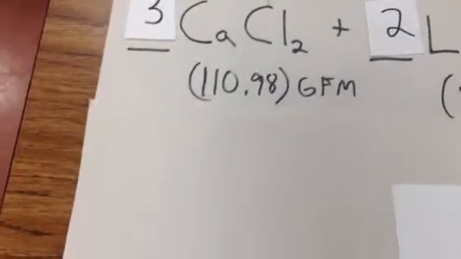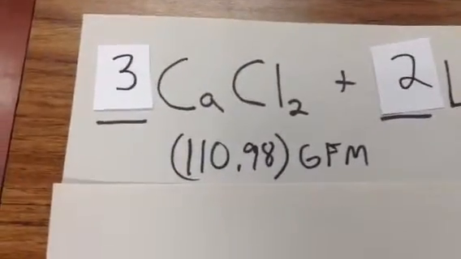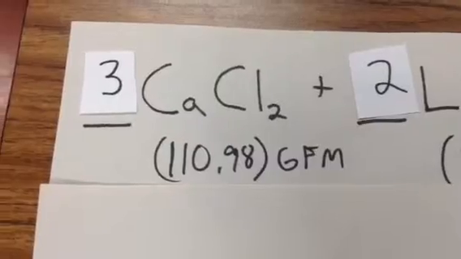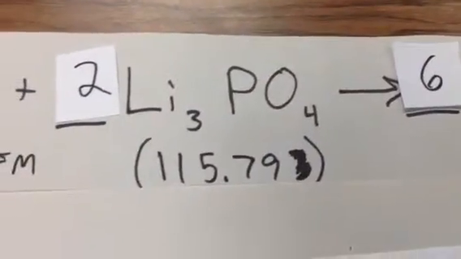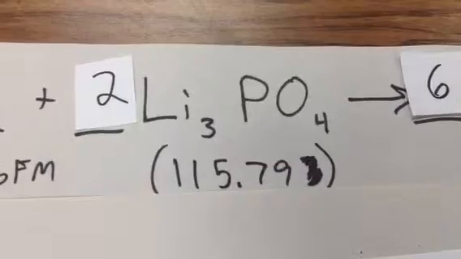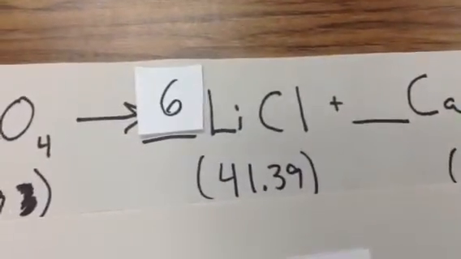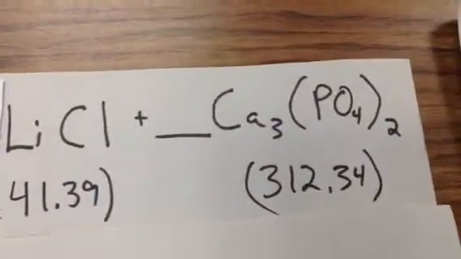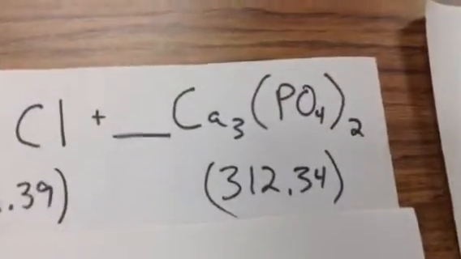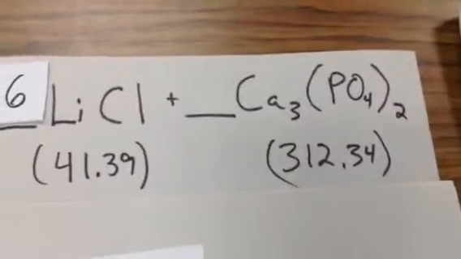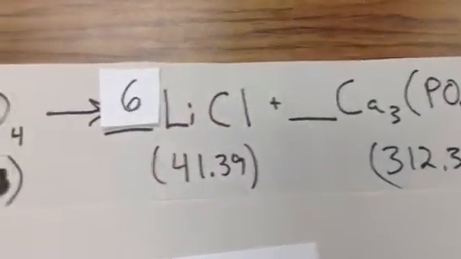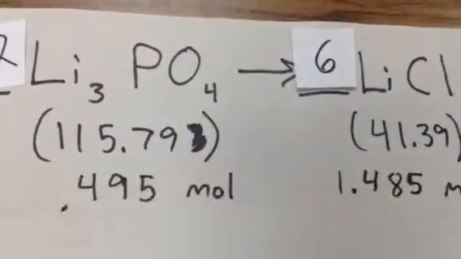Now I'm going to find the GFM for each one of these things. So there's the GFM, which is 110.98 for calcium chloride. GFM for lithium phosphate is 115.79. Then there's lithium chloride, 41.39. Calcium phosphate is 312.34. Okay, why does that matter? It matters because that's what we need to use to get to moles. Because these GFMs are what we divide by to get to moles, but we need this set of grams first.